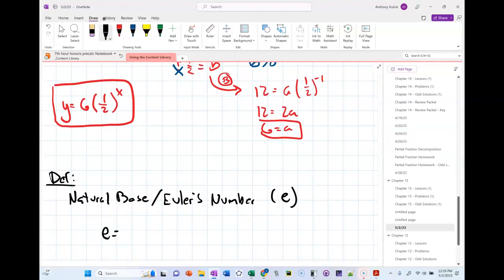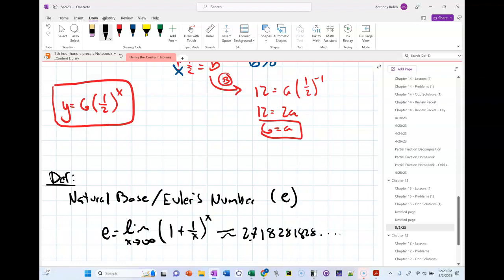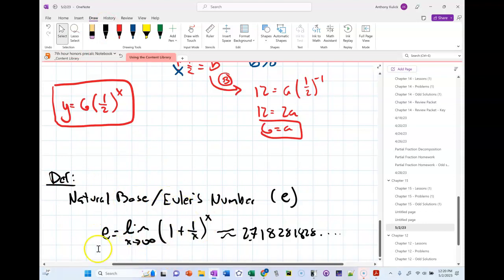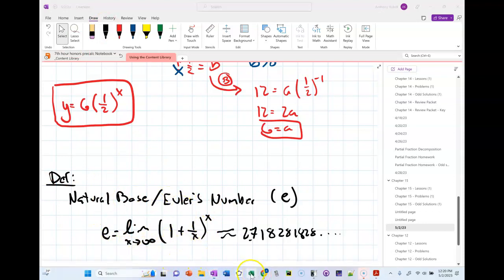The way we compute e is it's the limit as x approaches infinity of 1 plus 1 over x, all to the x. And that irrational number is approximately 2.71828 1828, yada, yada, yada. Again, it's irrational, so there's no pattern. It goes on forever, never repeats, never stops, like pi. Now, later on, we'll talk about where this comes from.